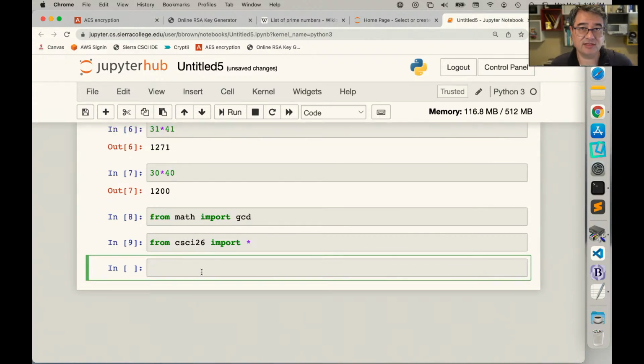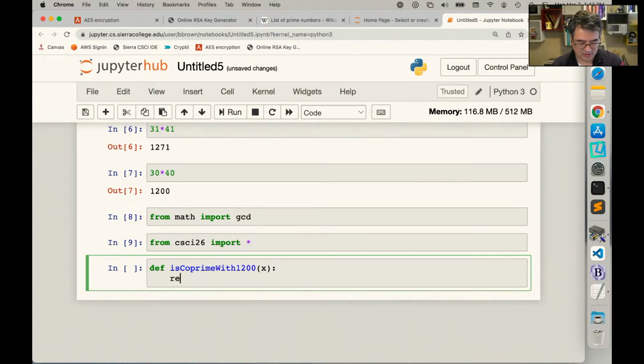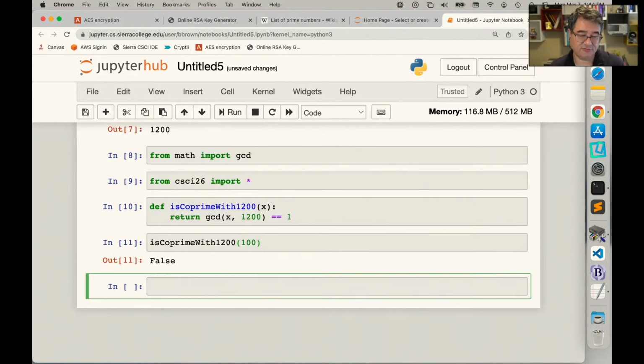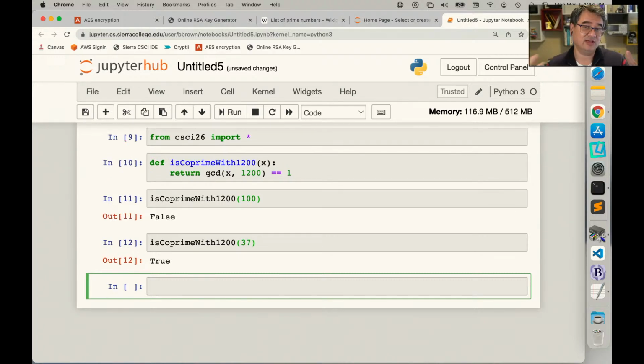Now I can write a function that will determine if a number x is coprime with 1,200. It'll return true if the greatest common divisor of x and 1,200 is equal to 1. Let's try out some numbers. Is 100 coprime with 1,200? That says false because they share at least one common factor, like 2 or 5. Let's try another number. Let's put in 37, and that comes out to be true. In this case, it's because 37 is prime, and a prime is not going to share any factors with some other number.